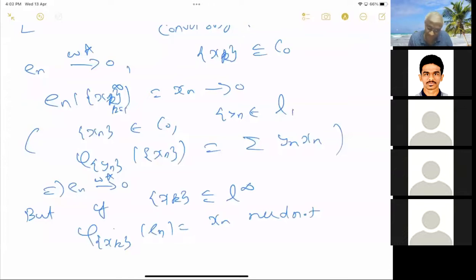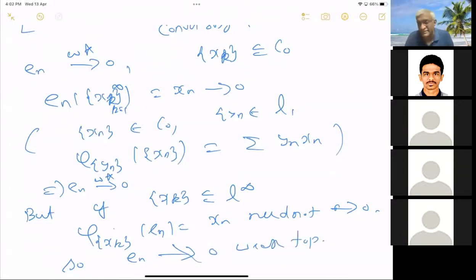It's just a bounded sequence which need not converge to 0. So e_n does not converge to 0 in the weak topology. Not just that, you can see that it will not have any subsequence, because it is just the evaluation function at the nth coordinate. So it does not have any subsequence converging weakly to 0. So the unit ball in L1 is not weakly compact. It is only weak star compact. That's what this shows.